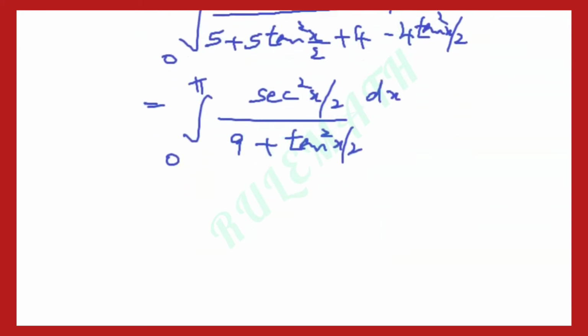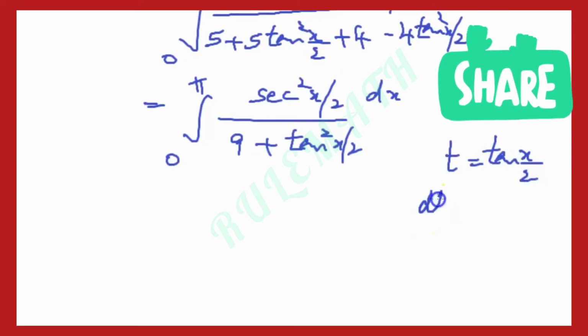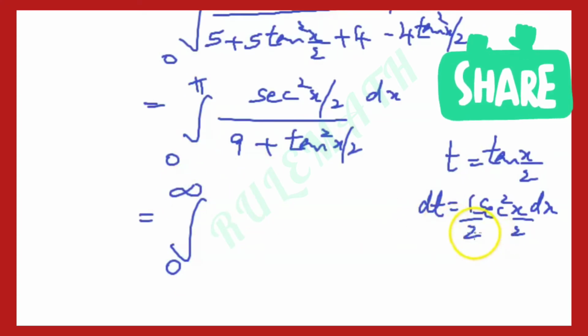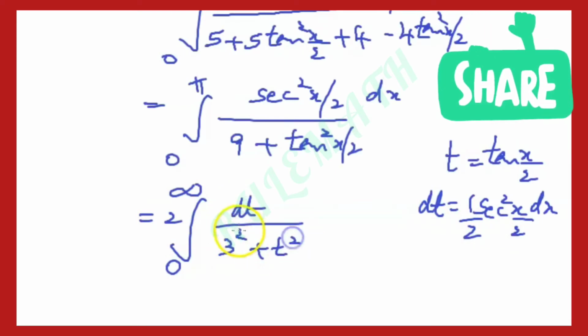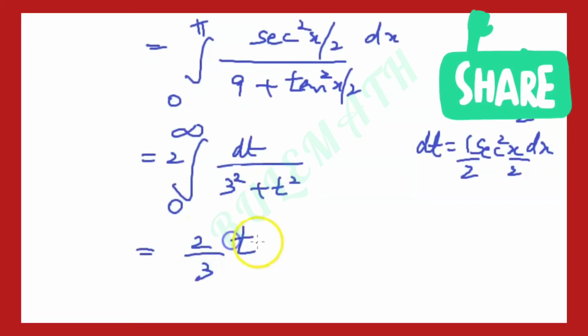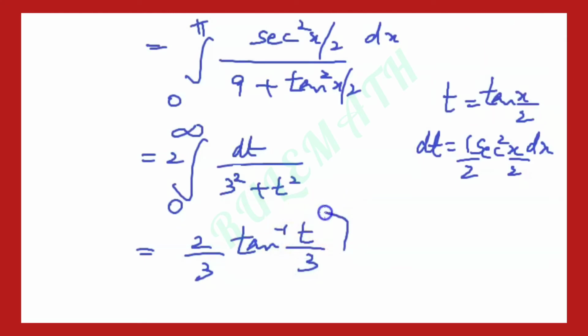So let us use substitution method. Take t as tan x by 2, so we get dt as half secant square x by 2 dx. Okay, so how the integral changes? It will be twice, this 2 is taken to the other side, that's it. Okay, it will be twice 0 to infinity, because we have to change the limit to the new variable. So as x takes 0, it will be tan 0 by 2, which is tan 0, 0, and as x takes pi, it will be tan pi by 2, which is infinity. So it will be 0 to infinity dt by 3 square plus t square. Okay, so that will be 2 by 3 tan inverse t by 3, applying tan inverse formula for this.